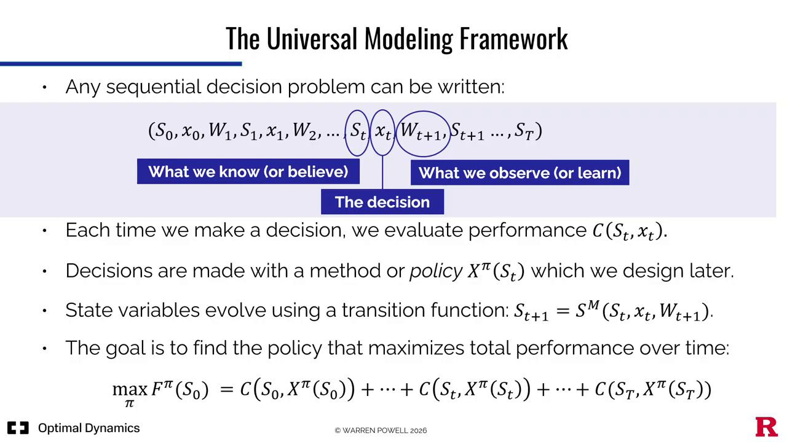Now we've been given examples of each of these. Each time we make a decision, we evaluate performance. There can be a number of metrics evaluating performance that depend on the state and the decision. Now, decisions are made with a method called a policy. Now, this is a function that says give me the information, the state variable, and I will make a decision. But this will be designed later.